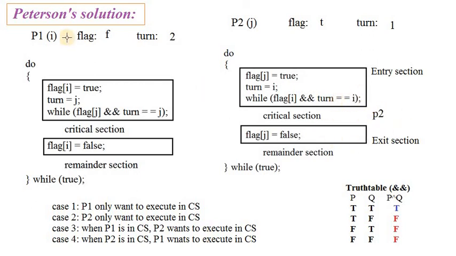When P2 is there inside and P1 wants to execute, first the flag bit of P1 will be set to true. Initially it was false; now I am setting it as true. Turn is equal to j, so turn is equal to 2. Then check the condition: while flag of j and turn is equal to j. Flag of j is true, so the first condition is true. Turn is equal to 2, so the second condition is also true. That means the total condition is true. So when the total condition is true, the while loop will be executed.